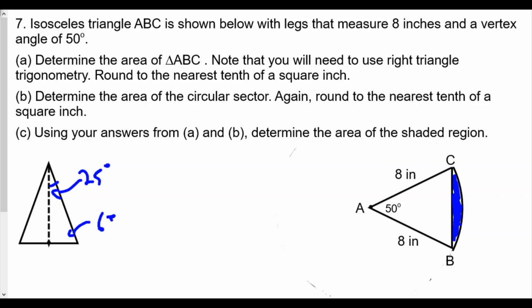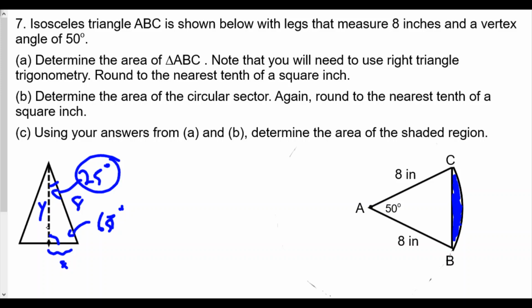65 degrees. Now, it doesn't matter which one you want to use, 25 or 65, that's fine. If we use 25, that's totally good. We know this measurement's 8, and we want to find this measurement here. We'll call that x. We'll double that to find the base. And then we'll probably need to find the height as well, too. That's the interesting part as well. So now I'll call this y.